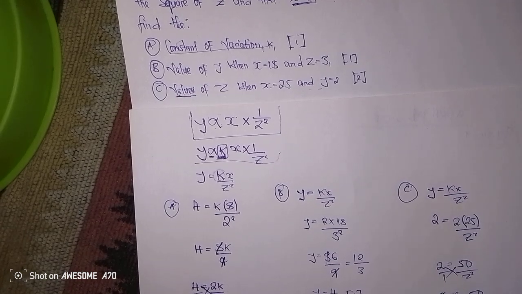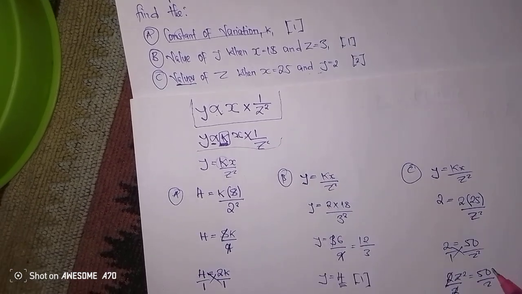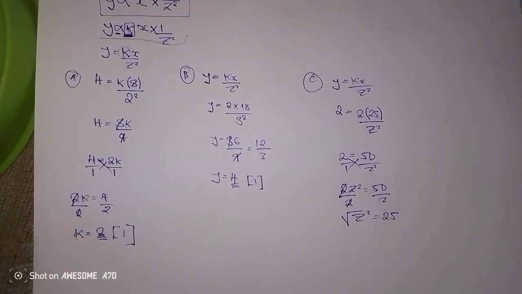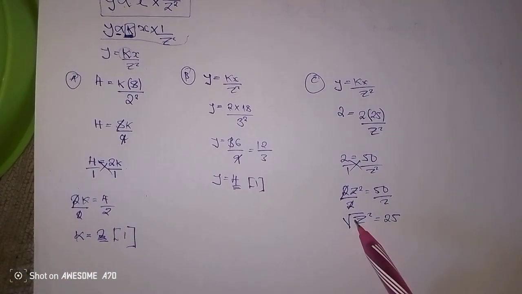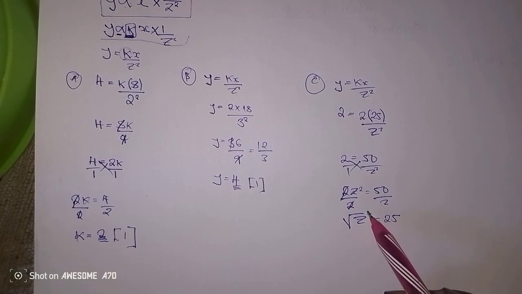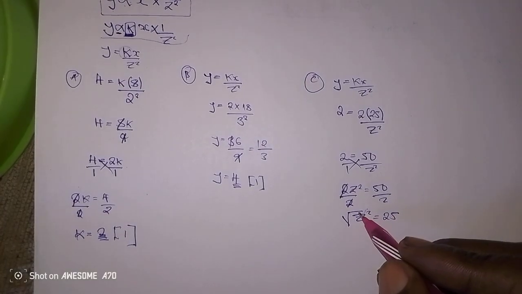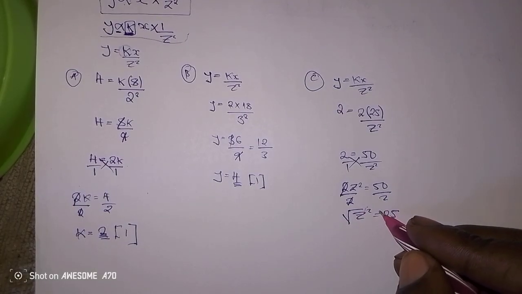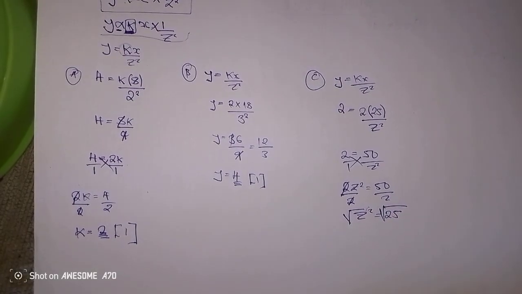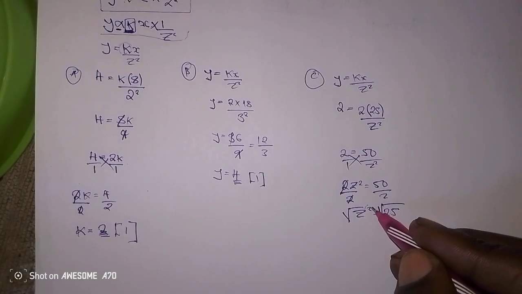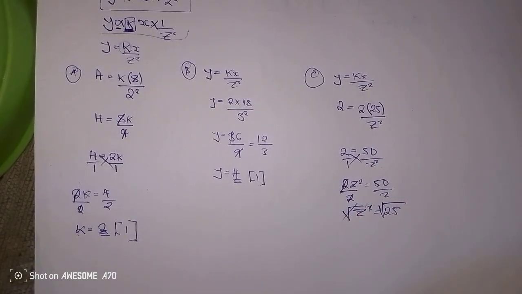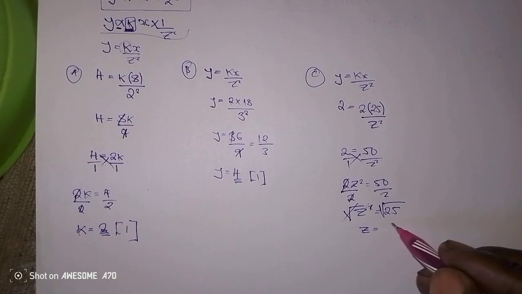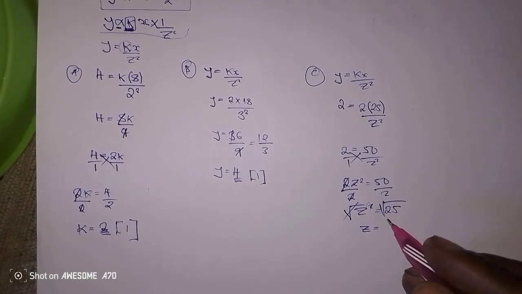And to cancel the square, you need to introduce the square root so that you get rid of that square. So remember the rules of the equations. What you've done here should also be applied on the other side. So once the square and the square root go, we remain with z, which is equal to the square root of 25, it's 5.